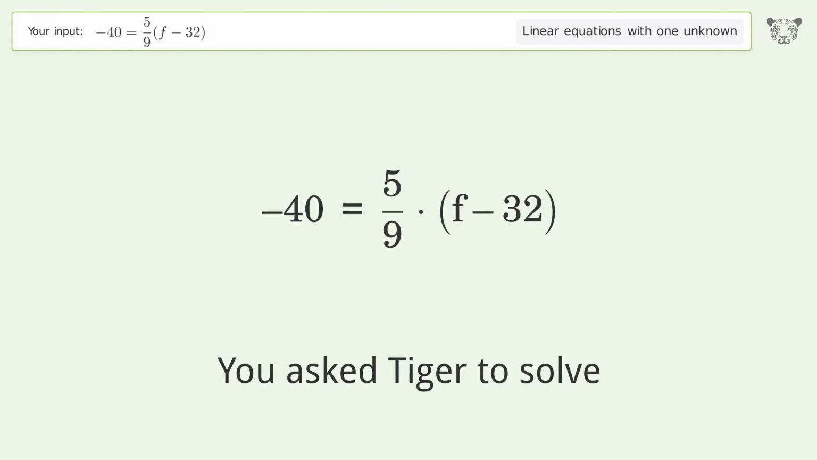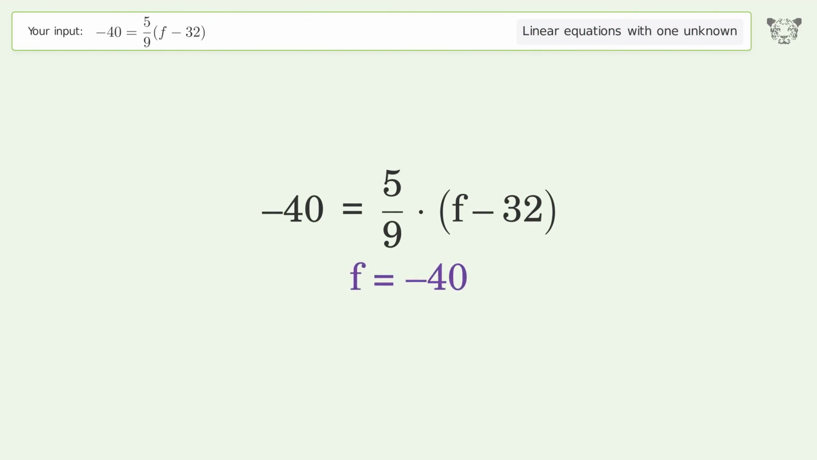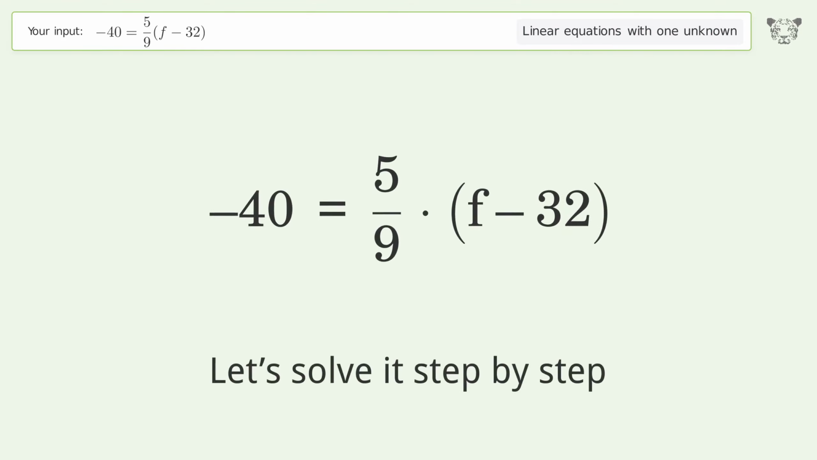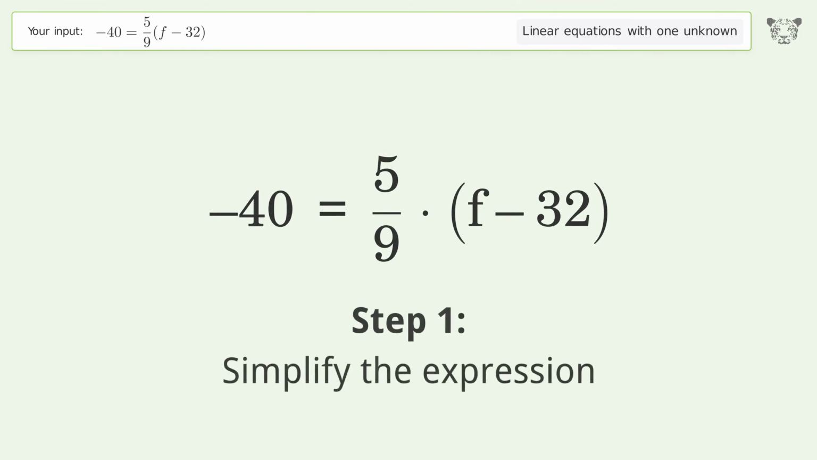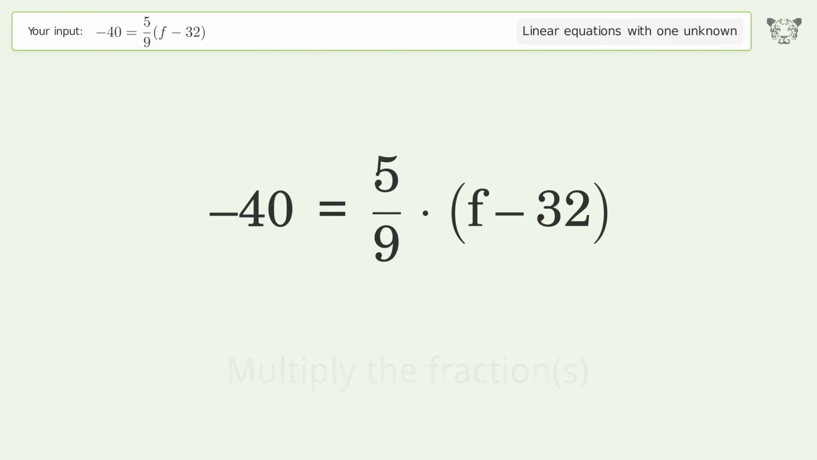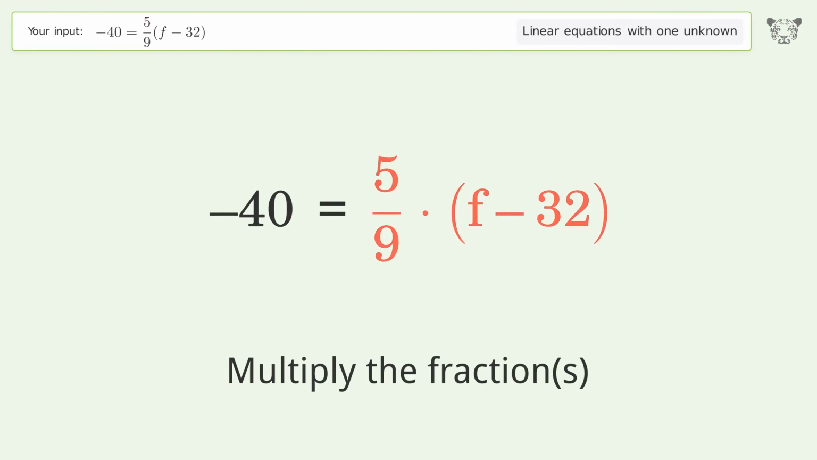You ask Tiger to solve. This deals with linear equations with one unknown. The final result is f equals -40. Let's solve it step by step. Simplify the expression. Multiply the fractions.